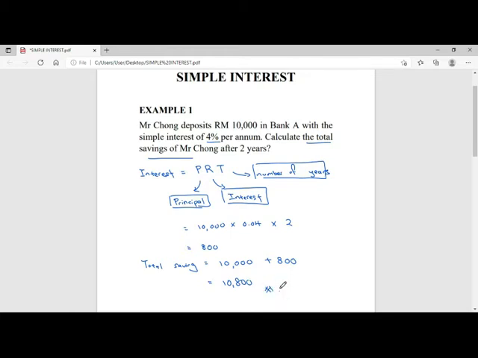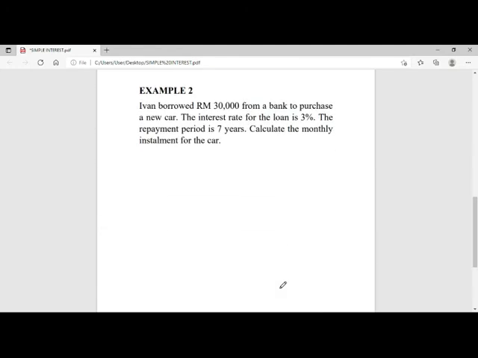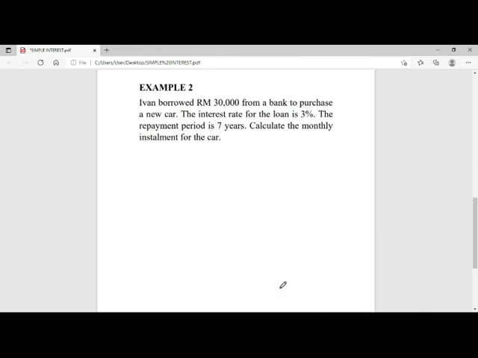So next, let's take a look at example number 2. It is regarding the calculation of monthly installment. Whenever we buy a car, the bank actually will charge some interest to us, and the interest that the bank charges on a car loan is usually the simple interest. However, in this question, I'm not going to consider any of the management fee that will be charged by the bank. We only consider the interest rate.